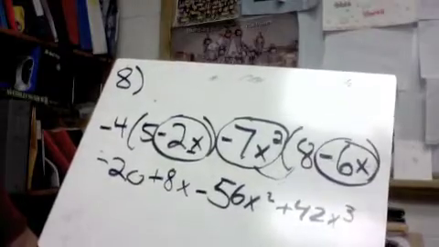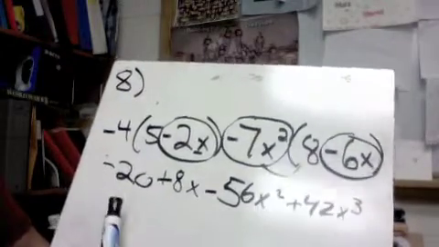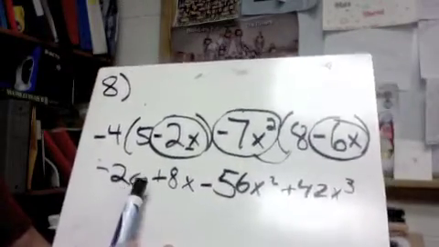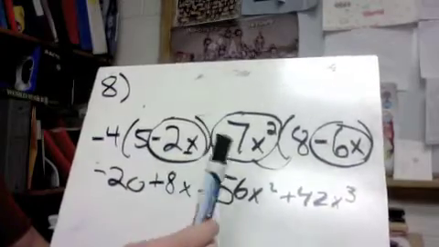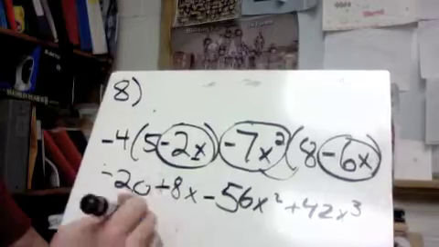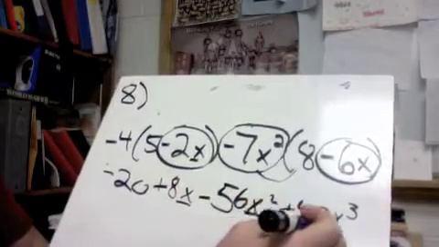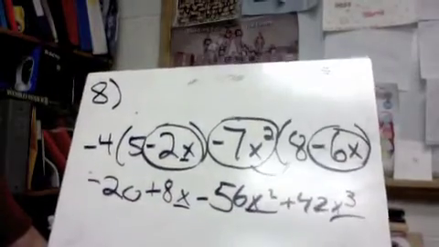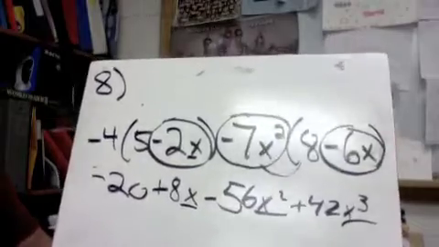Looking for things to put together on here, we've got just a regular old number. We've got x to the second, we've got x to the third. Nothing on here can go together, nothing has the same label at the end of it, so we would just keep it as is.